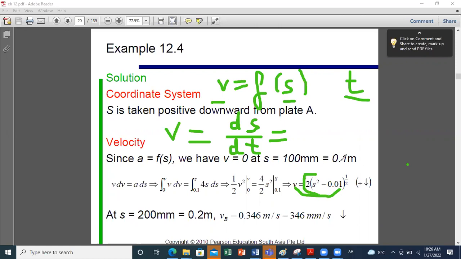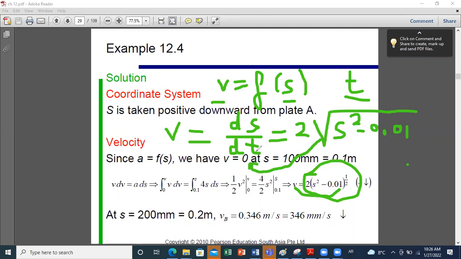So now, if I put v equals ds by dt equals this expression, which is the function we have derived together, which is 2 times radical of s squared minus 0.01. Now, because velocity is a function of s, when I do separation of variables, I will take it to the side of s, and I will take dt to the other side.